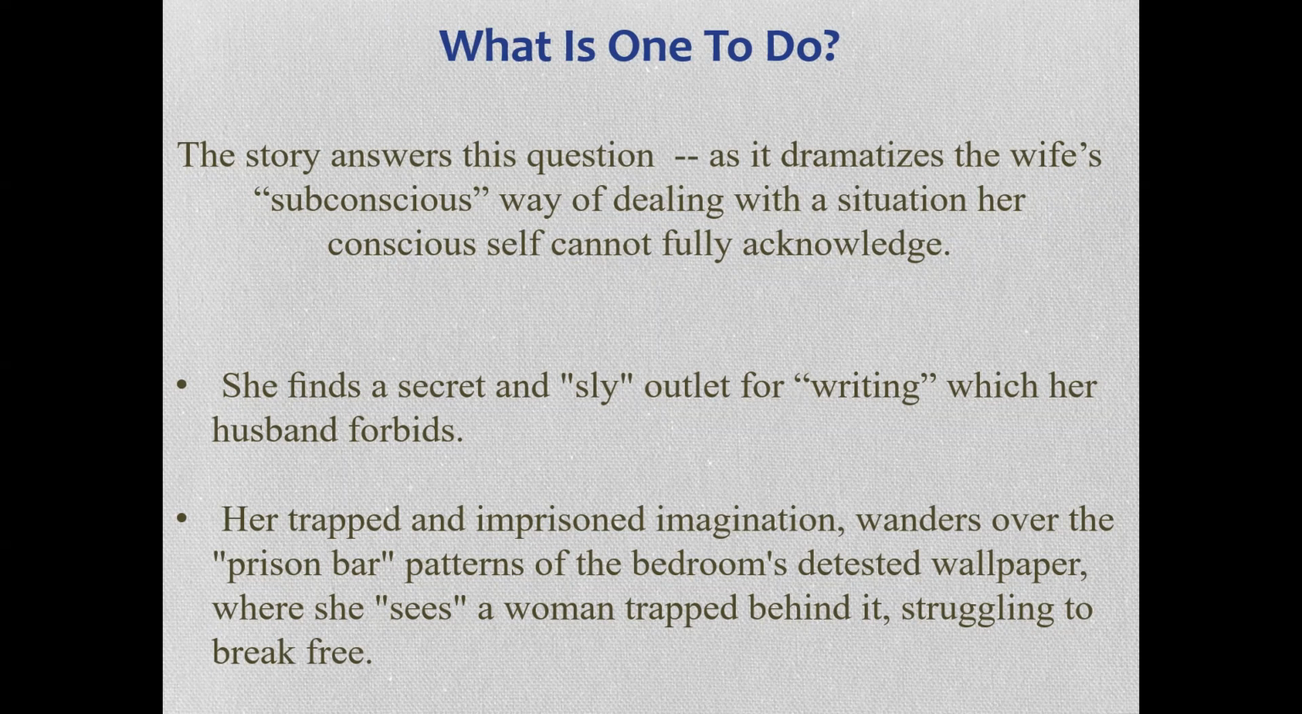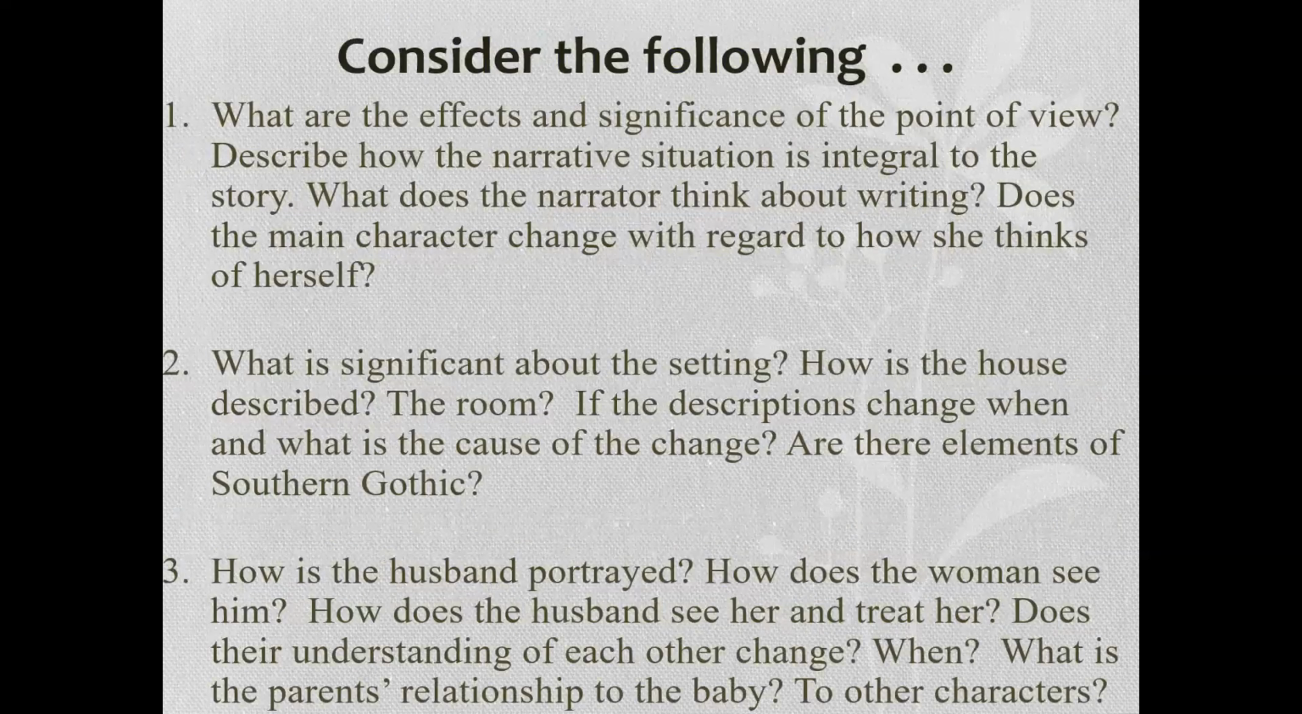She does two things. She secretly and slyly writes to us, the reader, and tells us about this situation. And the other thing that she does is she finds a woman who's trapped in the wallpaper and she helps that woman get out. Those are the two things that she does. That's her way of taking agency and answering that question, what is one to do? She tells us.